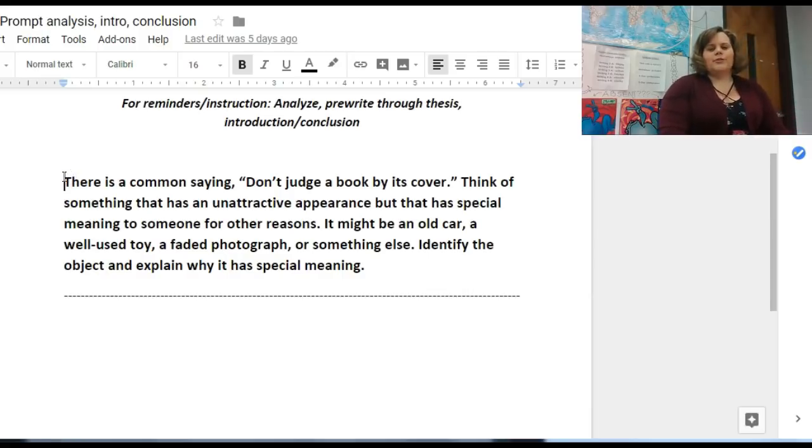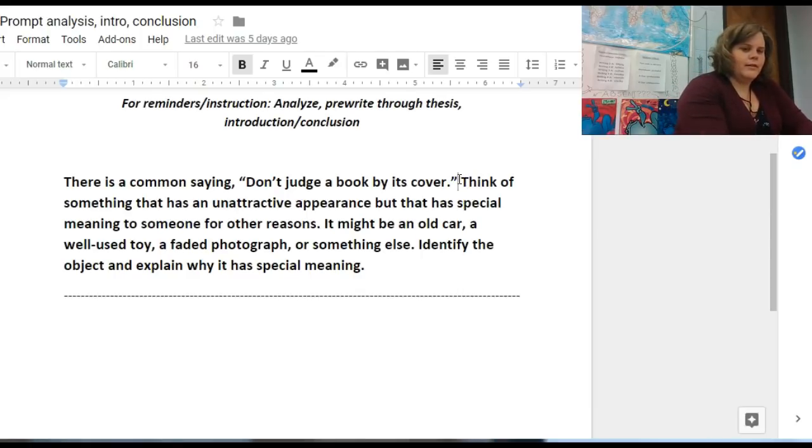There's a common saying, don't judge a book by its cover. Think of something that has an unattractive appearance but has a special meaning to someone for other reasons. It might be an old car, a well-used toy, a faded photograph, or something else. Identify the object and explain why it has special meaning. So I saw the phrase special meaning twice, and it says subject, something, and object. So let's just start right here where it says think.